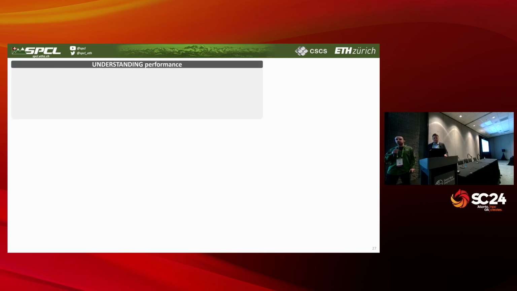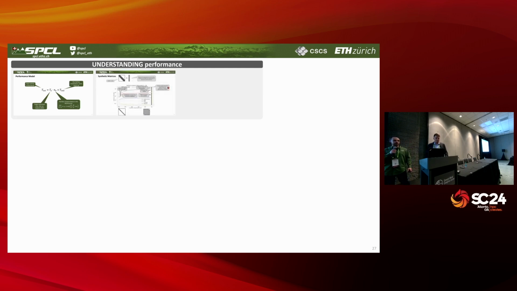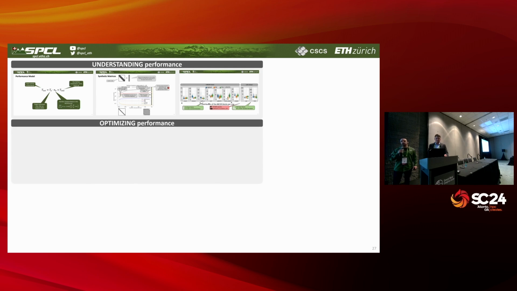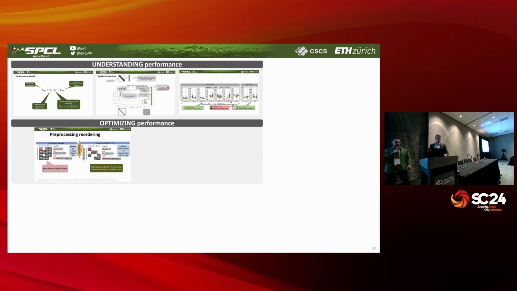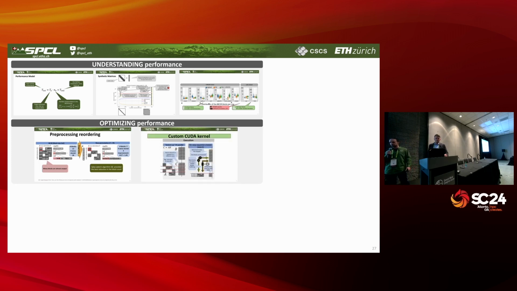Okay, so to conclude, in this work we presented how we can understand the performance of a critical SpMM kernel by creating this performance model and understanding the impact of both low-level optimizations and high-level preprocessing. Then we use this insight to optimize the performance, constructing our custom CUDA kernel that combines all these lessons learned and optimizations, as well as efficient preprocessing that leverages the hardware characteristics of modern GPUs.